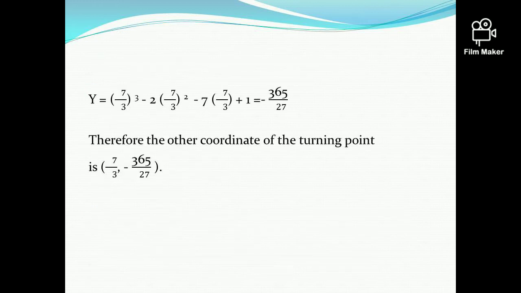To obtain the second coordinate of the turning point, you can substitute the x coordinate of the second point, x equals 7 over 3, into the main equation. Therefore, you will obtain the answer minus 365 over 27. Therefore, the second coordinate of the turning point would be 7 over 3, comma, minus 365 over 27.